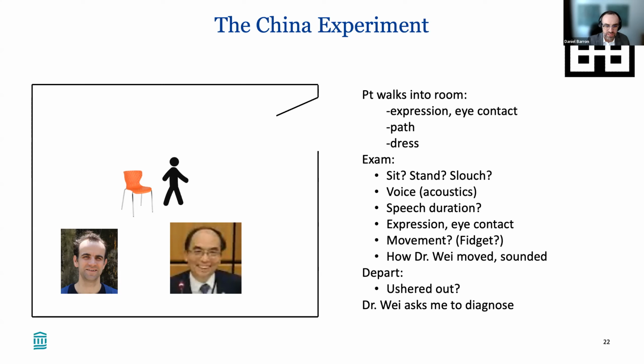I also looked at Dr. Wei. How did he move? How did he sound? Did the patient understand when the conversation was over and get up to leave? And in between patients, Dr. Wei would lean over and ask me to diagnose. And I was surprised that more often than not, I was right. And you could also tell just by observing the patient whether or not the treatment was working. Like, does this guy look sick? Essentially, again, what Lord Moran was doing.